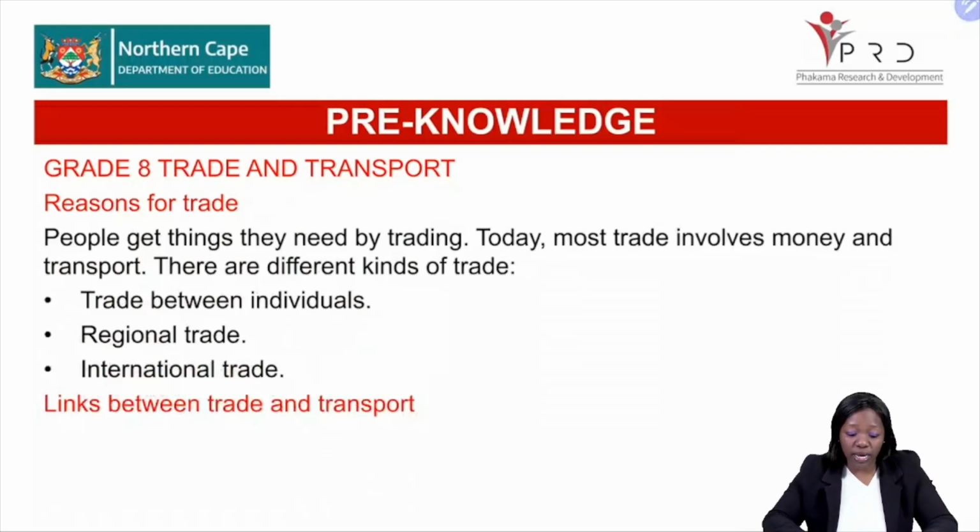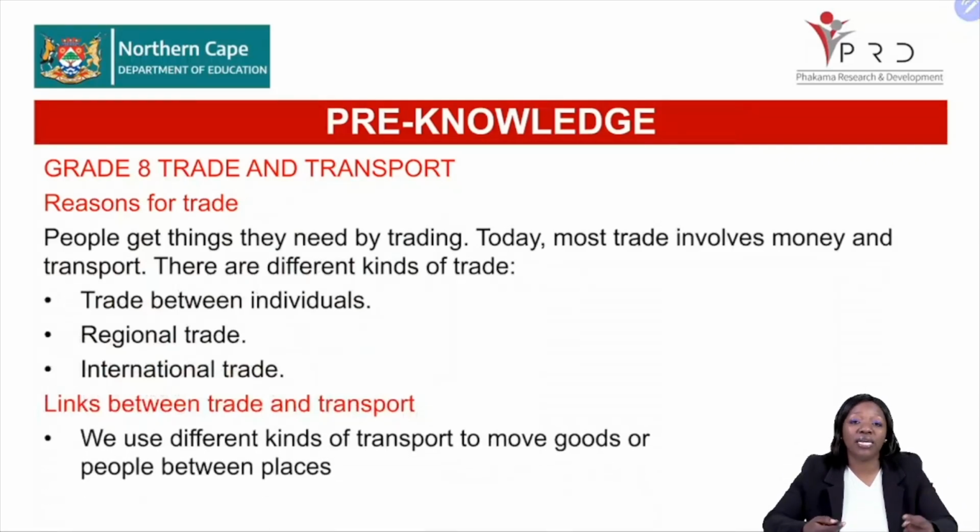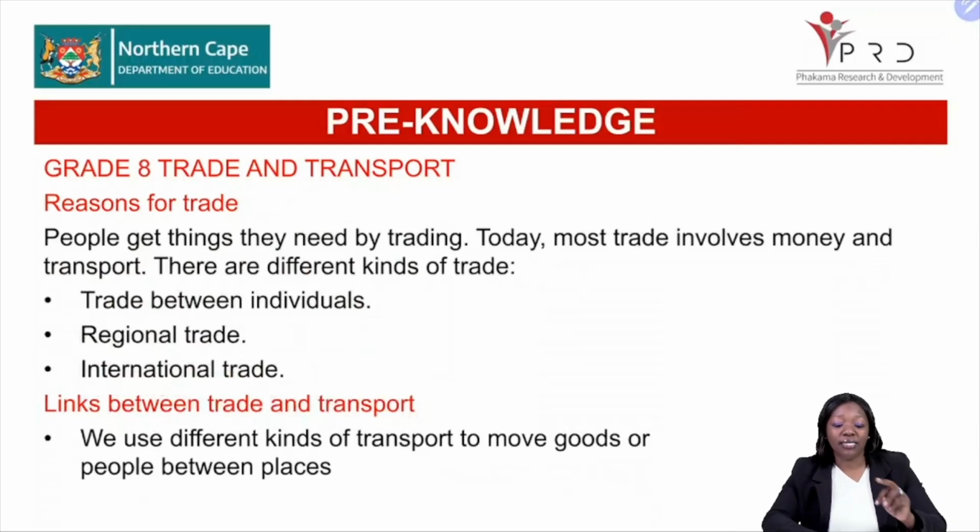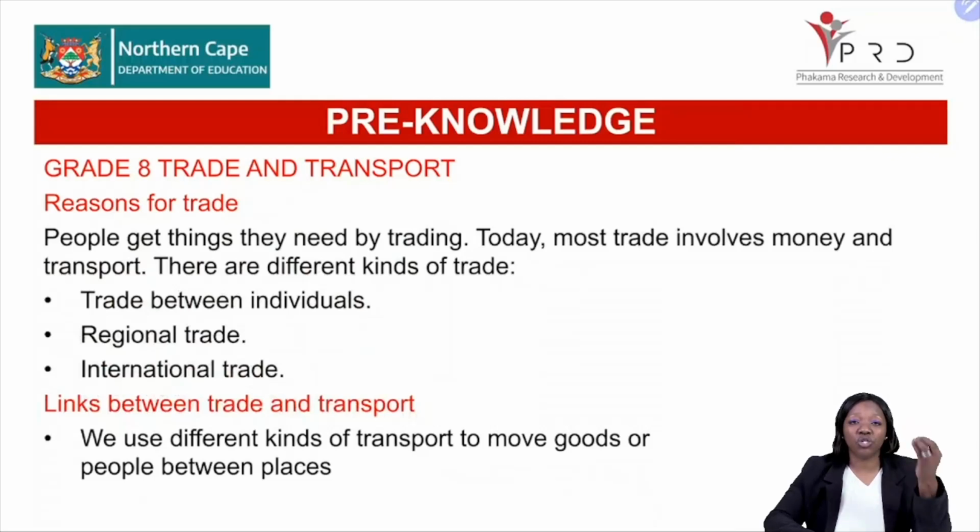Then we're looking at the links between trade as well as transport. Where do they link? We use different kinds of transport to move the goods or the people between places. So there is a link between trade and transport. In order for us to be able to trade, we need transport so that we can transport whatever goods or material or service is needed. So there is a link between what? Trade as well as transport.